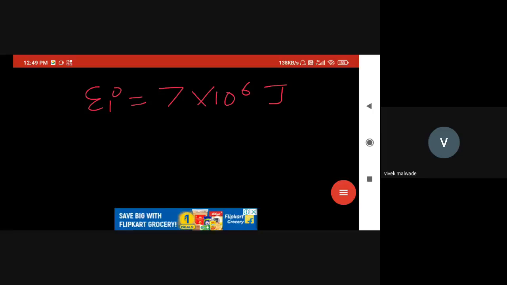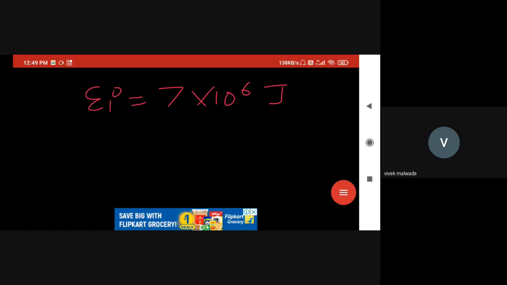So the input energy that we take from MSEB, the Maharashtra State Electricity Board, or input supply, is nothing but 7 into 10 raised to 6 joules. So 7 into 10 raised to 6 joules is the input energy that is required to change the temperature of water from 20 degrees Celsius to 95 degrees Celsius after applying an immersion heater whose rating is 2.5 kilowatts.